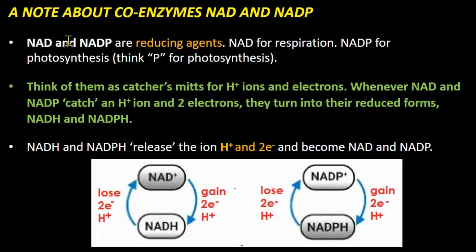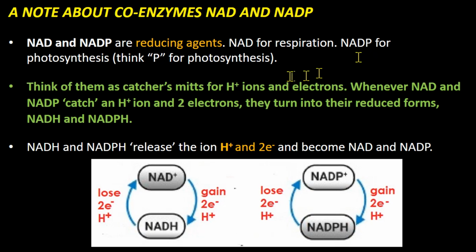So things are going to get a little more complex now because we have the inclusion of coenzymes, NAD and NADP. These are reducing agents. NAD is used for respiration, NADP for photosynthesis. Think the P at the end for photosynthesis if you tend to mix them up.